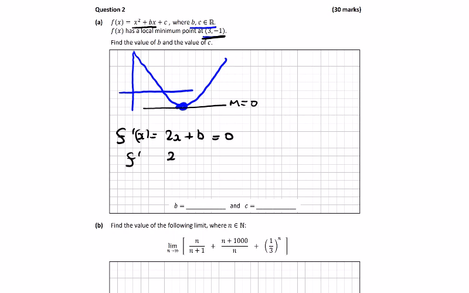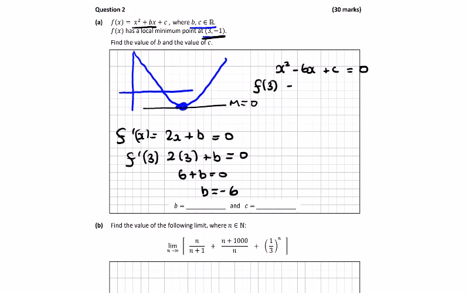f prime 3 will be 2 times 3 plus b is equal to 0. So 6 plus b is equal to 0. So b is equal to minus 6. So if b is equal to minus 6, the function becomes x squared minus 6x plus c. So let's put 3 in and we get an answer of minus 1.